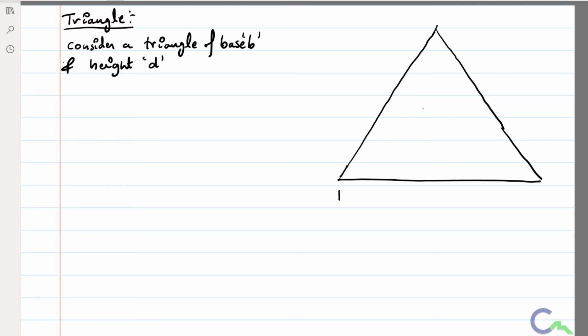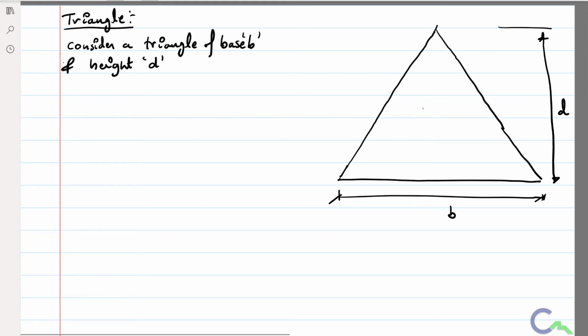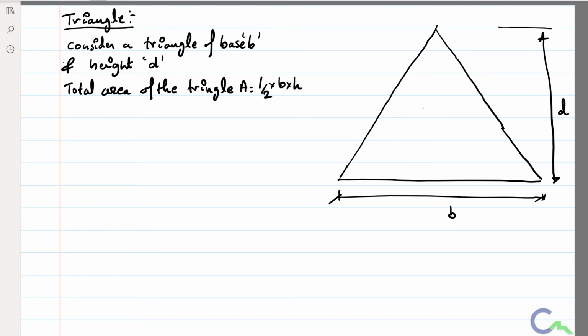The next shape I am going to consider is a triangle. So I am going to consider a triangle of base width b and height d. Now I can take total area of the triangle, that is capital letter A, is equal to half into base into height. Height is in this case d.